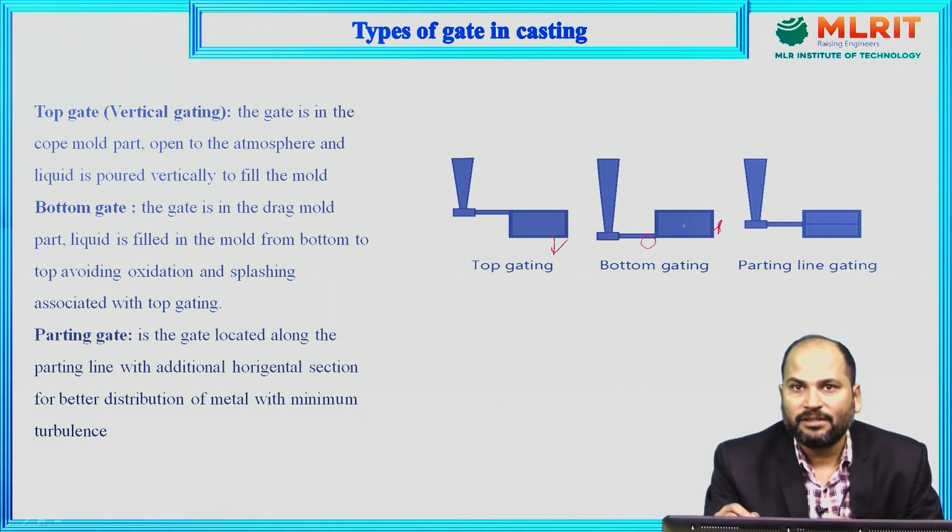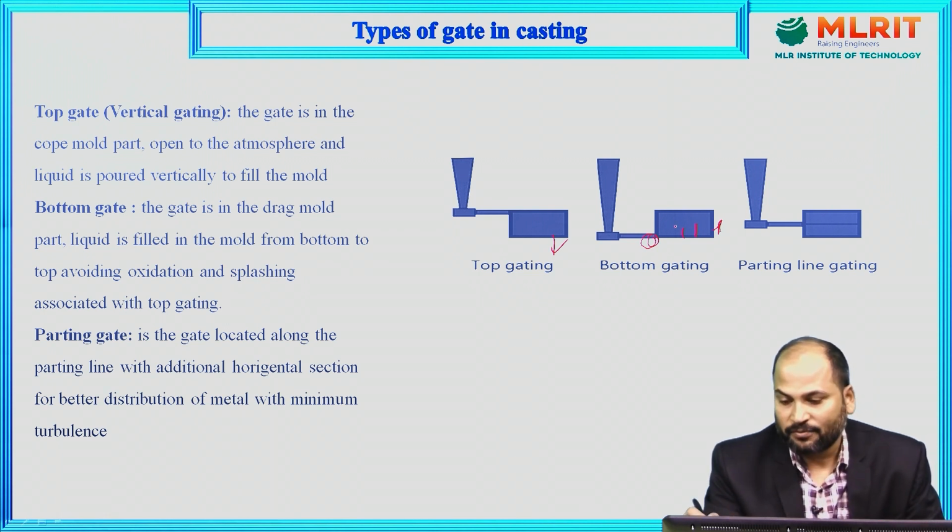But the problem with this one is that directional solidification is very difficult to achieve. Another problem is that pouring time will be very long, because as the liquid metal fills the mold cavity, the velocity at the gate will start to reduce, so it will take more time to fill.